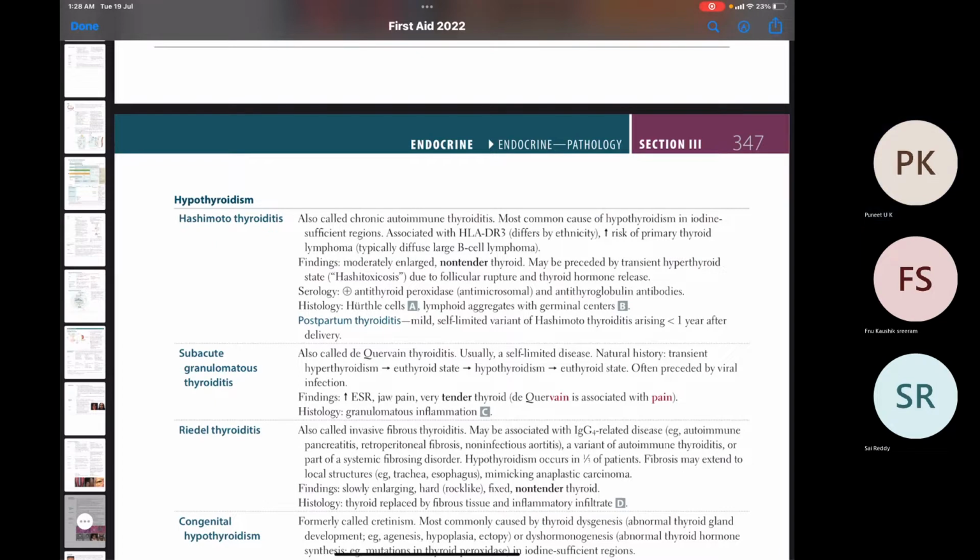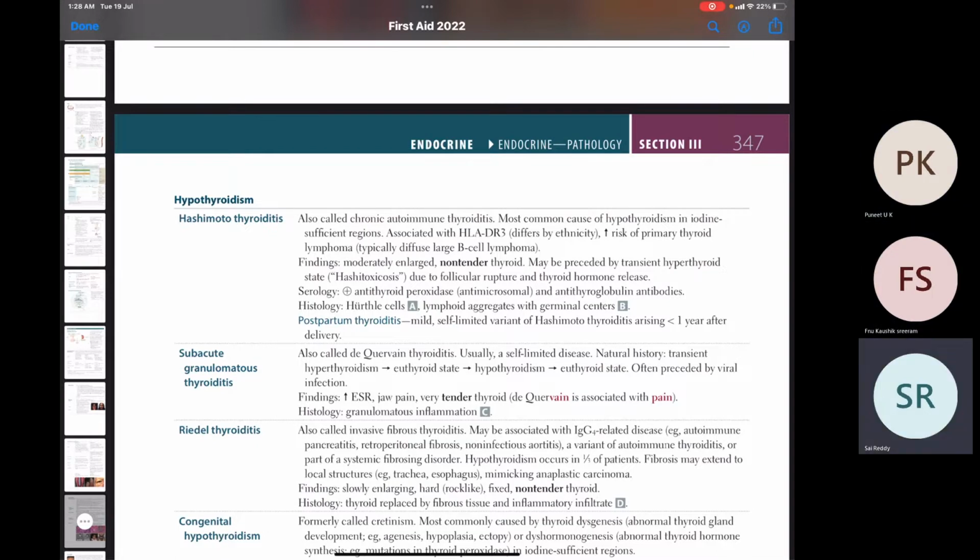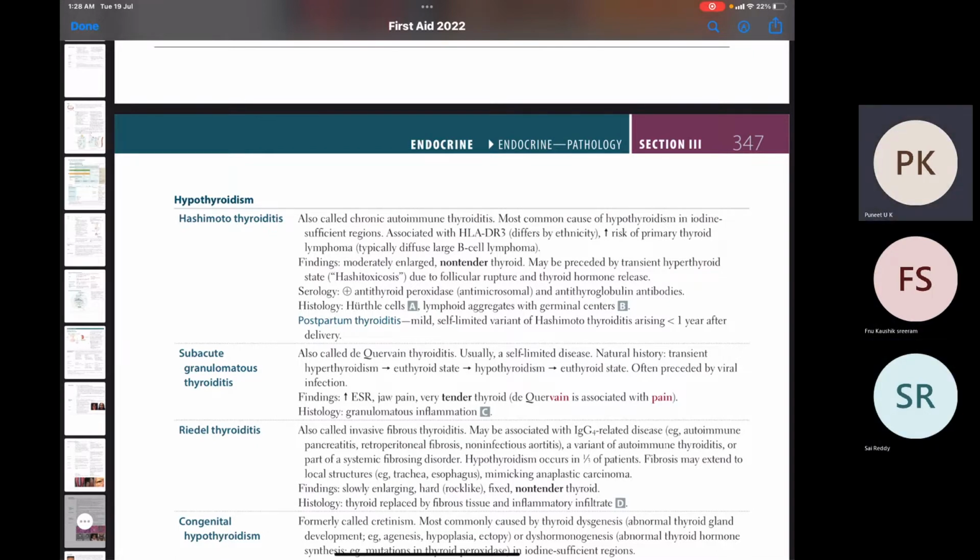Systemic fibrous disorders. Fibromyalgia? Fibrocystic disease? Kidney disease? You've heard of something simpler? Peyronie's disease, Dupuytren's contracture. Yes, those are the usual things it's associated with.